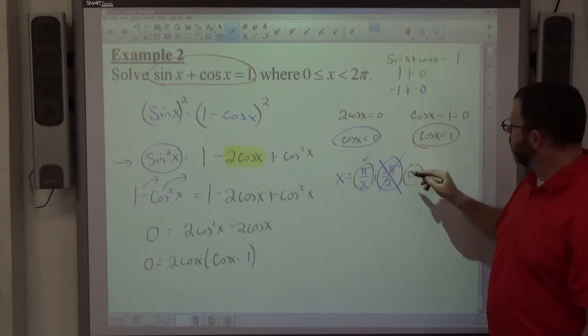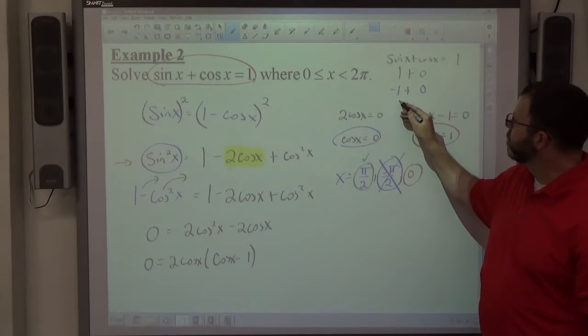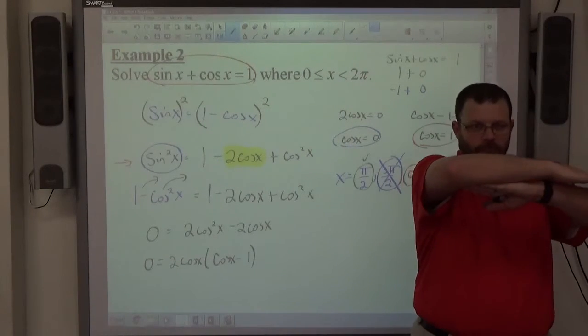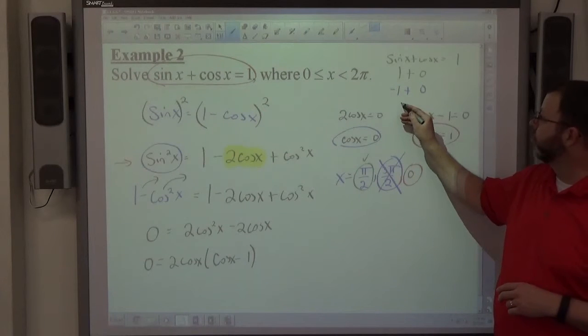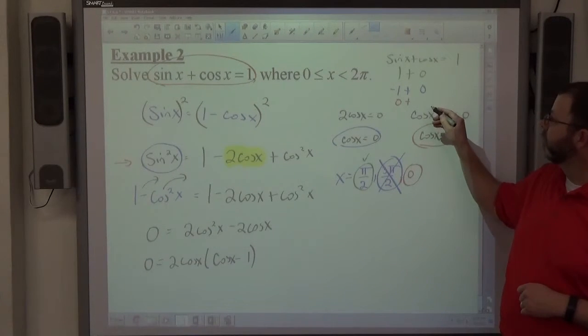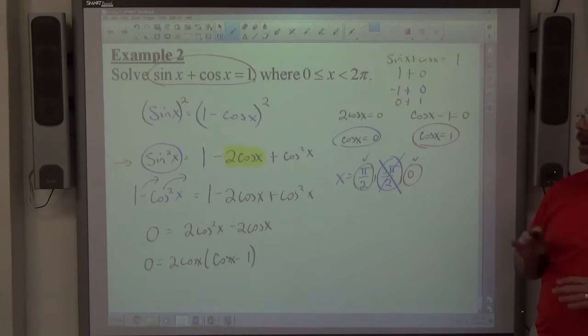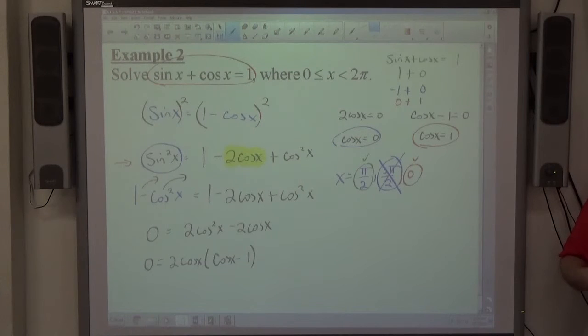If we try 0, sine of 0 is? That's straight to the right. Sine of 0 is 0. Cosine of 0 is? 1. 0 plus 1 is 1 is true, so that one works out. So again, if you employ the strategy of squaring both sides, just know that you have to verify solutions.